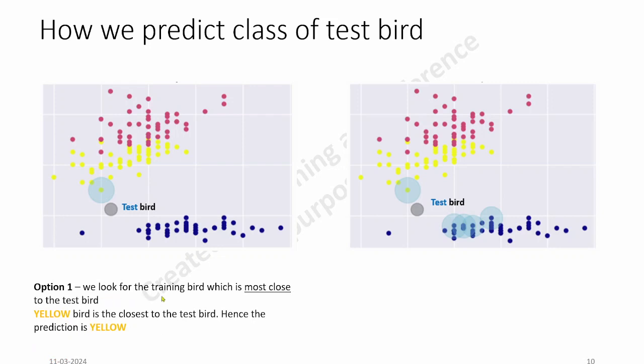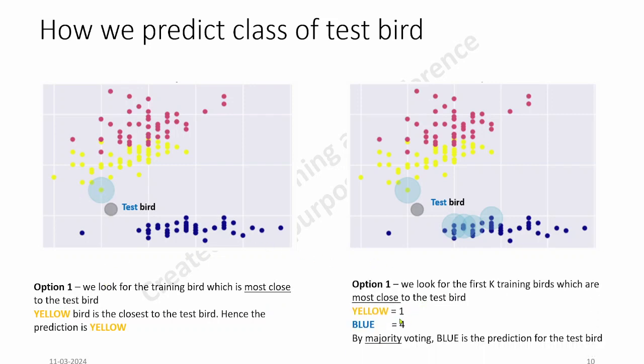So option 1 will look for the training bird which is most close to the test bird, which is yellow in this case here. And here is another option: the test bird, and then you have one very close which is yellow, but blue is 4 of them. So in this case we are considering 5 neighbors. And among the 5, 4 are the majority, blue. So we will say the test bird is of the type blue.